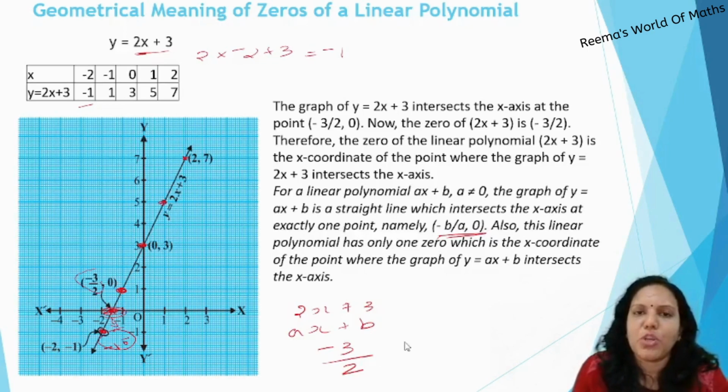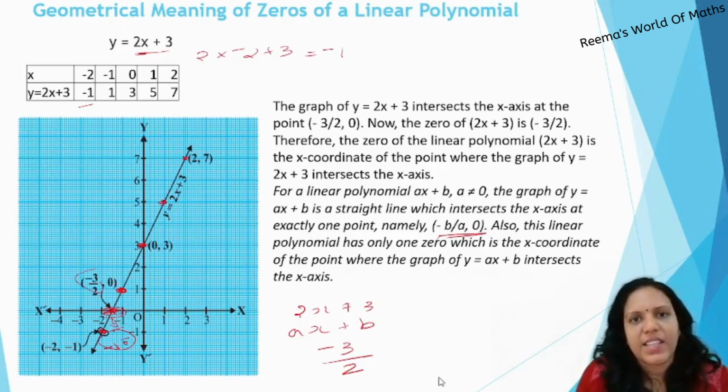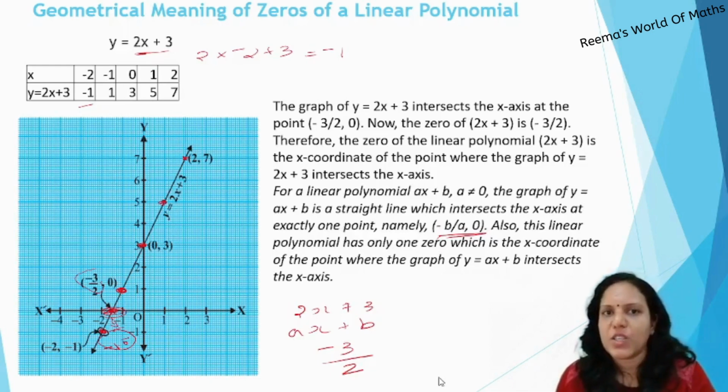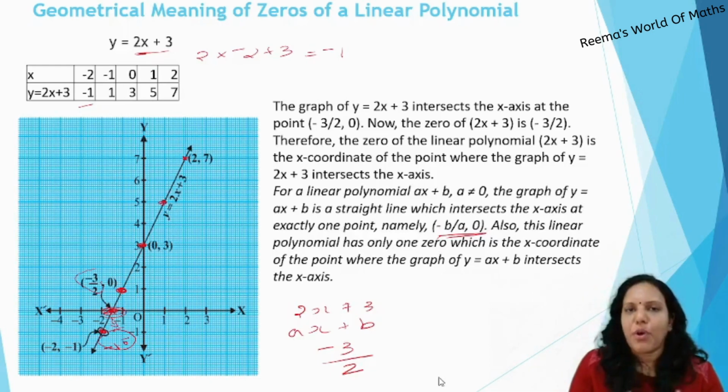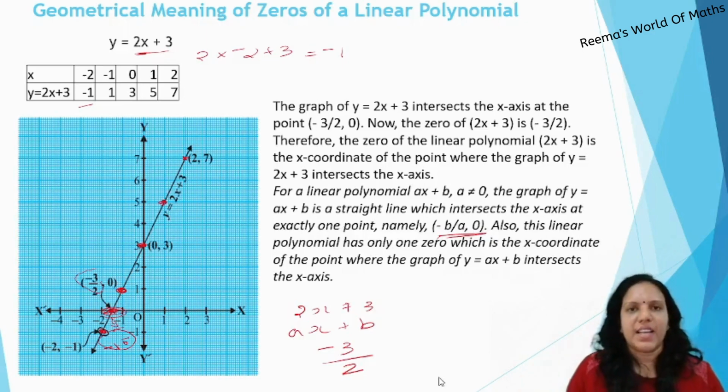Also, this linear polynomial has only one zero. We have learned about the linear polynomial, how many zeros does a linear polynomial have? It will always have only one zero, and it's the x coordinate of the point where the graph of y is equal to ax plus b intersects the x-axis. Once again, the linear polynomial will have only one zero, and that zero is the point at which the graph of this polynomial cuts the x-axis.